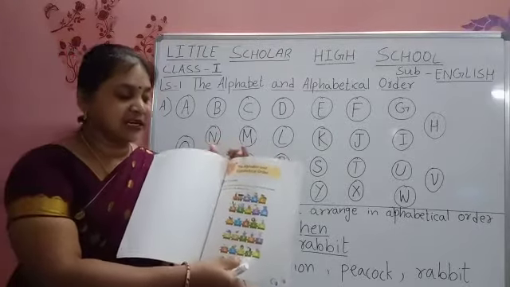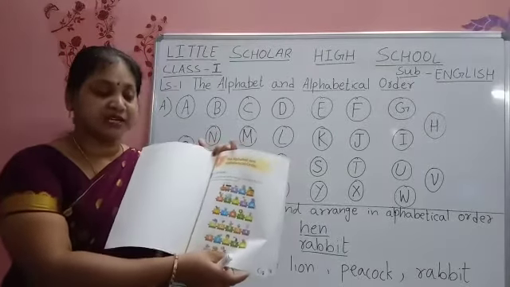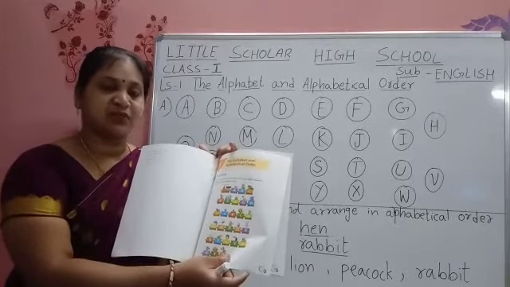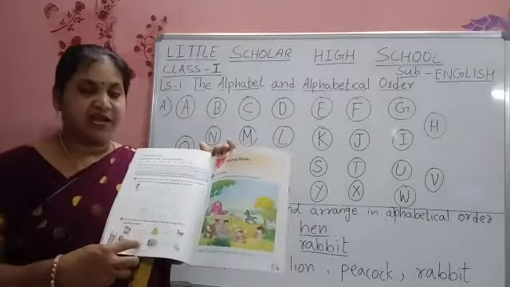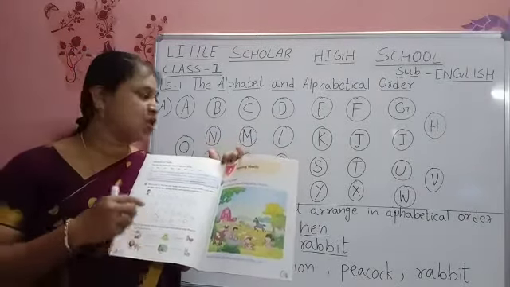Here you will read the letters. Read the letters. In total, how many letters do we have in the English alphabet? Yes, 26 letters in the English alphabet. You will read this paper and you will complete this paper. This is your homework, children.